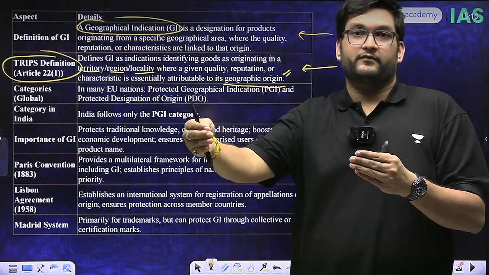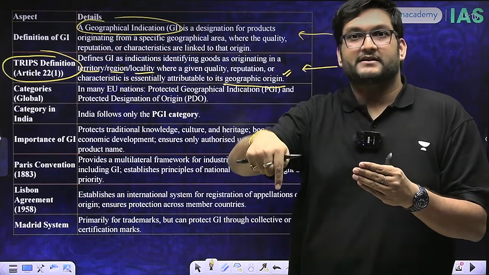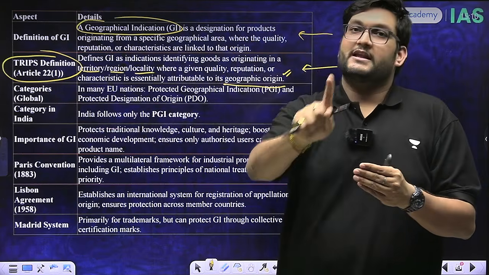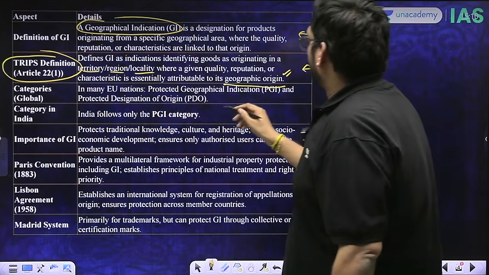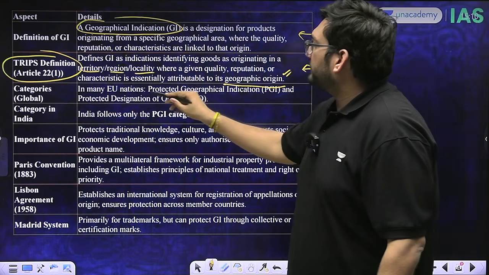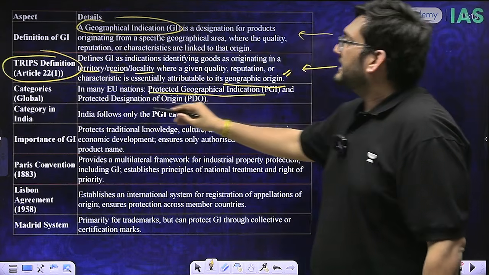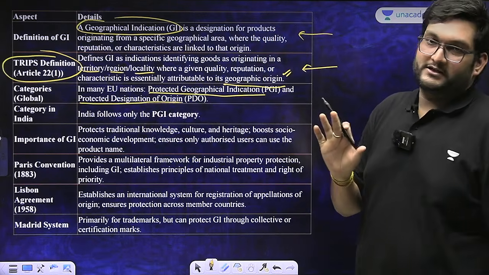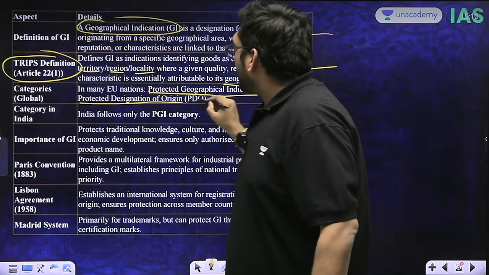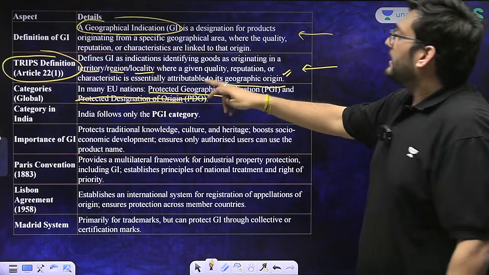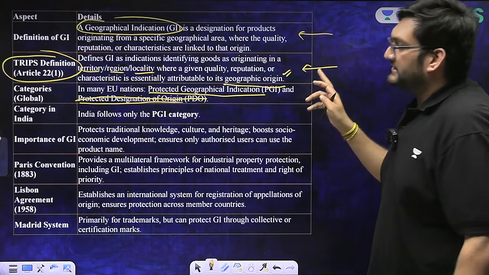Anything originating from that region which has the same characteristics which has been given GI will then be recognized under GI. Further, there are two types of GIs which you have to understand, which is called protected geographical indications and protected designation of origin, PGI and PDO. In India, there is no concept of PDO, only protected geographical indications is available.